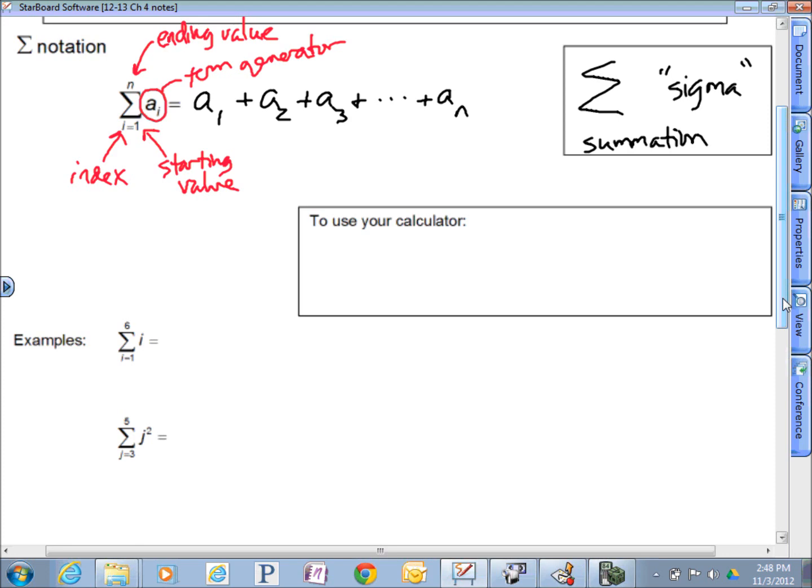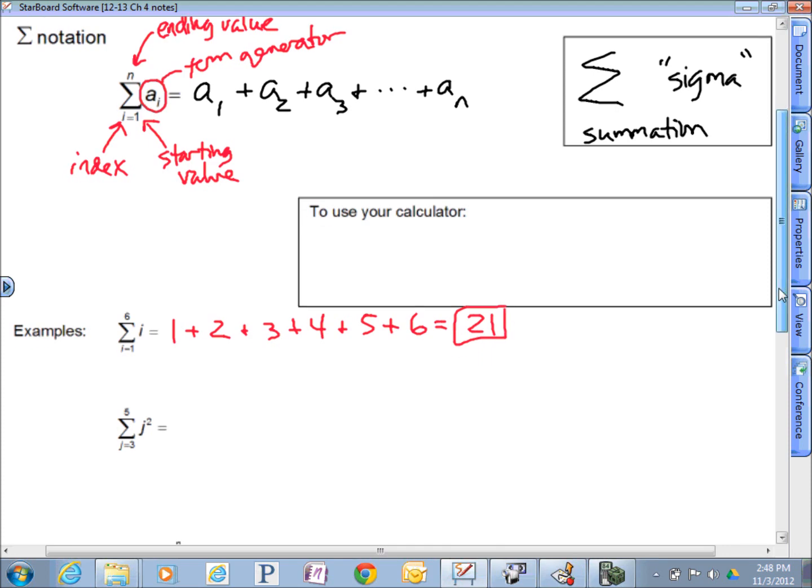Well, my first term, put a 1 in place of the I. Second term, put a 2 in place of the I. Third term, put a 3 in place of the I. Fourth term, put a 4 in place. 5, 6. Why do I stop at 6? Because it says my last value that I'm going to plug into my term generator is going to be 6. Now you take those and you can add them together. Fast way to add those together. 1 plus 6 is 7. 2 plus 5 is 7. 3 plus 4 is 7. You got 3 of those 7s, or a 21 for a sum.